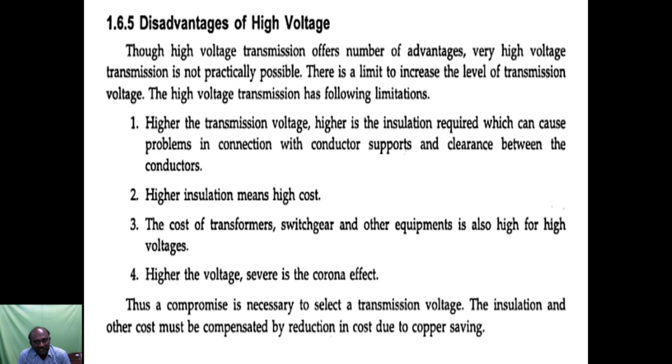Then what are the disadvantages? The higher the transmission voltage, the higher the insulation required. By increasing the voltage, the requirement of insulation is increased, which can cause problems in connection with conductor supports and clearance between the conductors. This is the main disadvantage. By increasing the voltage, we have insulation problems. Between the conductor supports, we need more insulation, and the clearance is also affected by increasing the voltages.